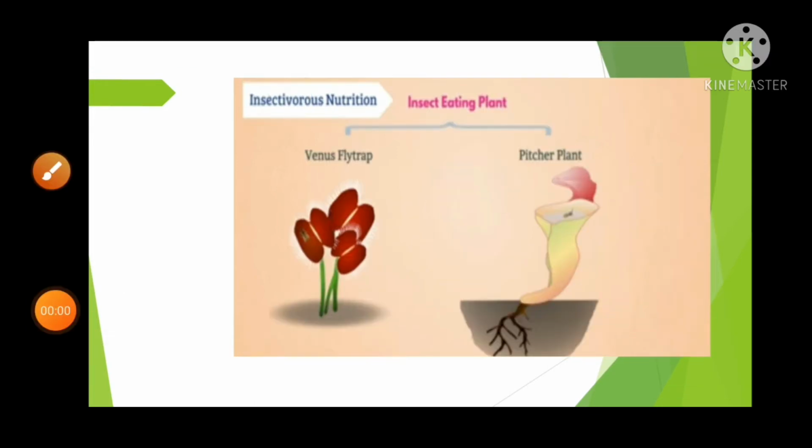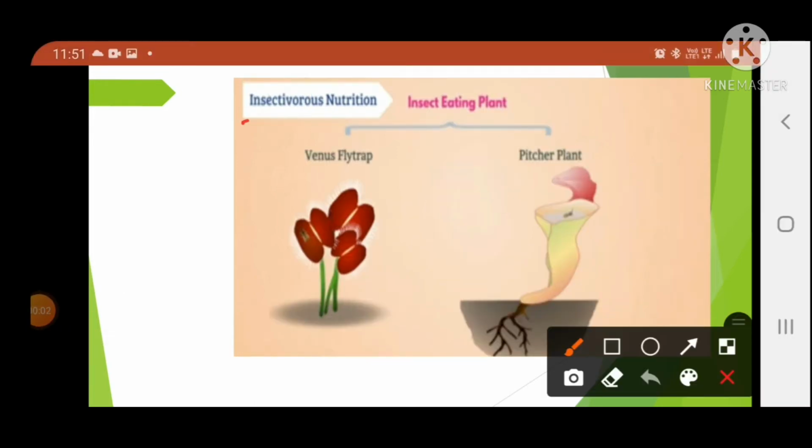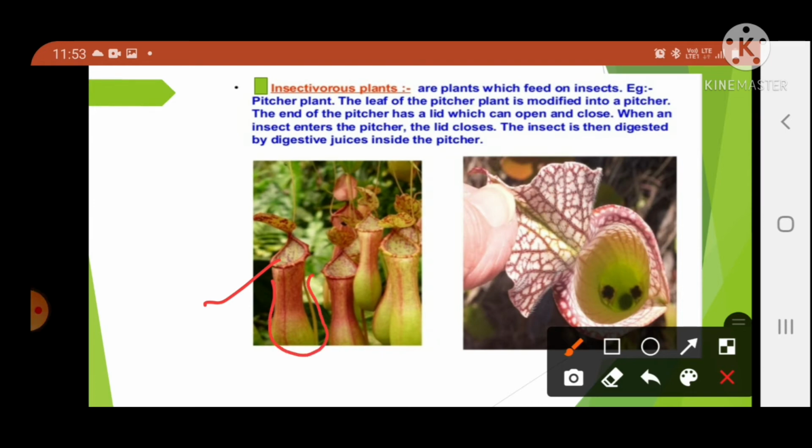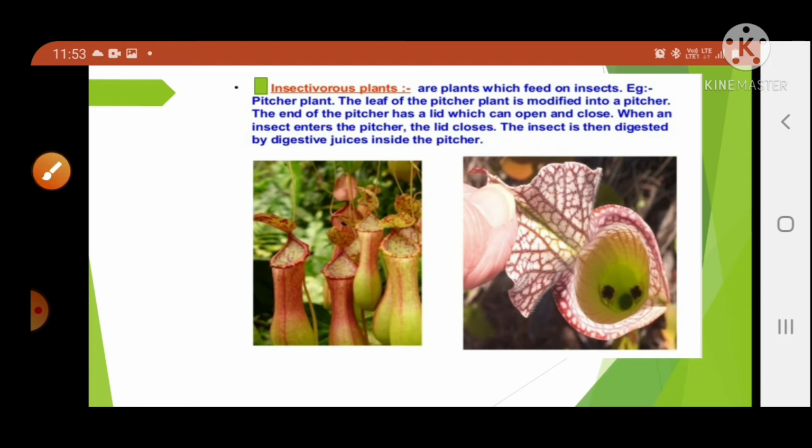Now let's discuss insectivorous nutrition in detail. The insectivorous plants are such as Venus flytrap and pitcher plant. Pitcher plant has a long pitcher-like structure which is a modified part of the leaf. The apex of the leaf forms a lid. When an insect enters the pitcher, the lid closes and the insect gets entangled in the hair. It gets digested by digestive juices secreted in the pitcher.